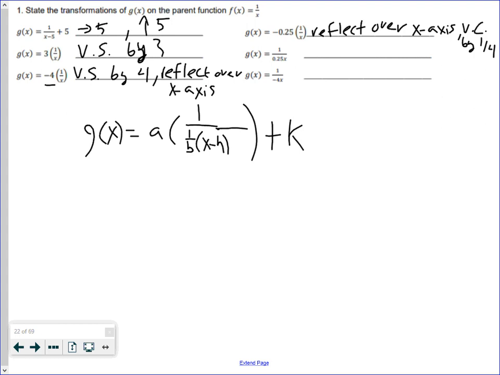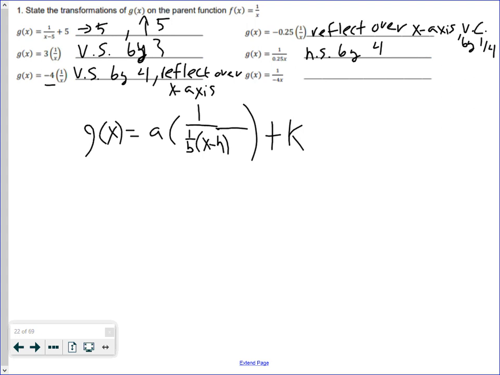It's the same thing. Now we have 1 all over 0.25x. Remember, it's 1 over b, so if we have 0.25x, that means it's actually a 1 over 4, so our b is 4. So that's a horizontal stretch. I'm going to do HS for short, horizontal stretch by 4.